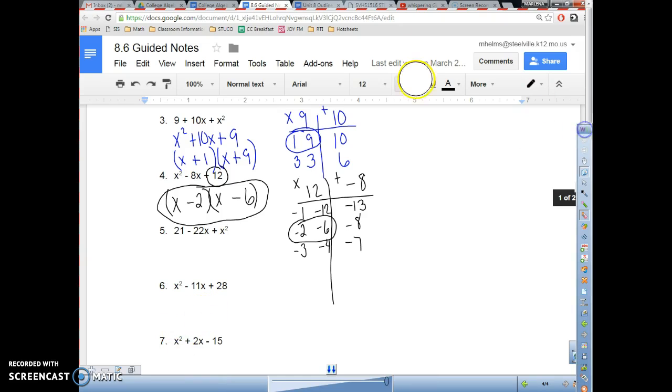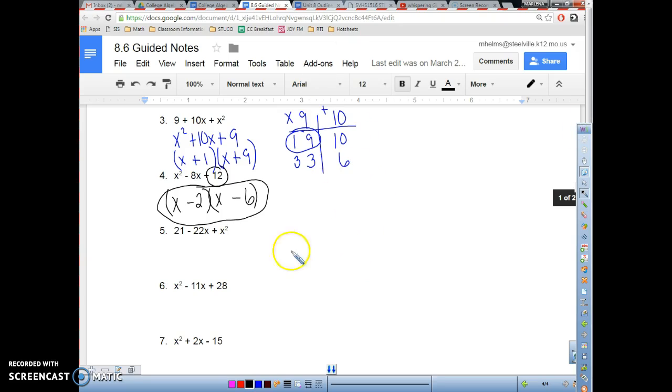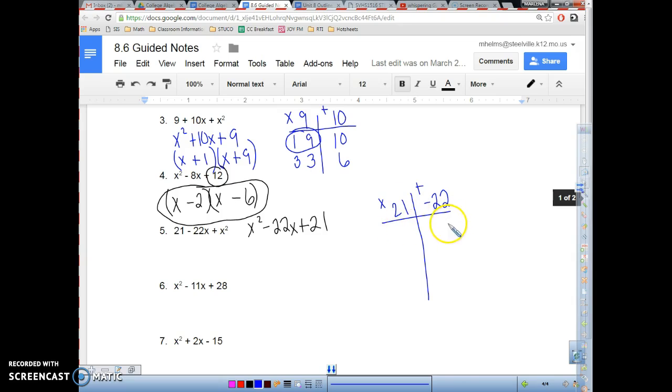Okay, number 5. Number 5 is not in standard form. So we're going to need to put number 5 in standard form. So we have x squared minus 22x plus 21. So make your t-chart. We'll multiply to give you 21 and add to give you -22. So again, they're multiplying to give you a positive, adding to give you a negative.